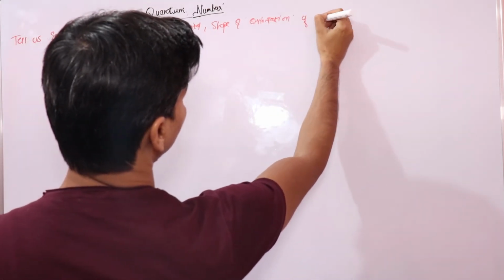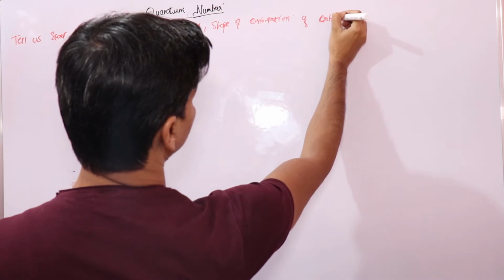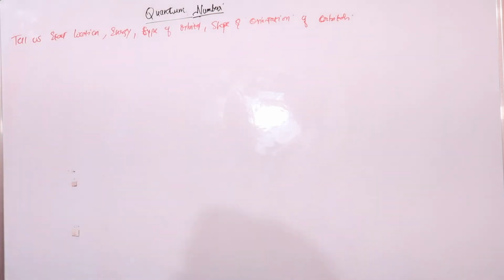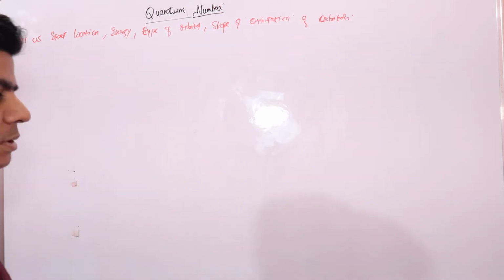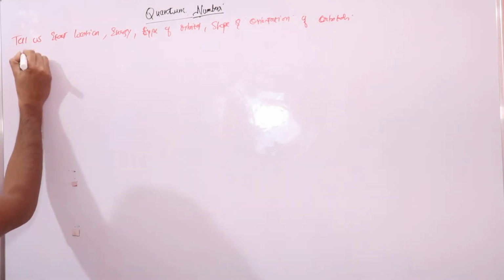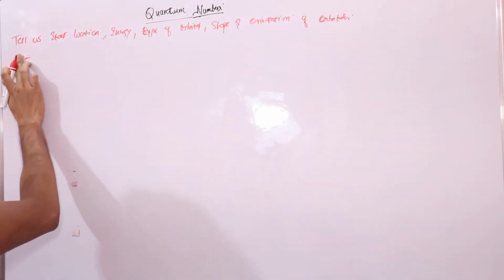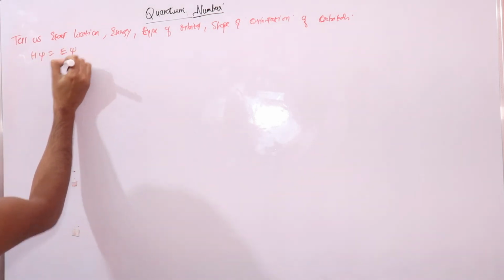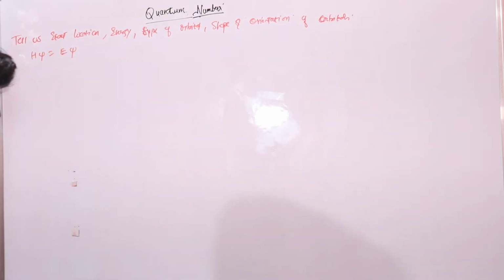Shape and orientation of orbitals. Orbitals are regions where you have electrons, so the location of orbitals is the location of electrons, we can say. The Schrodinger equation was this: H psi equals E psi, for the simple hydrogen atom we have studied.